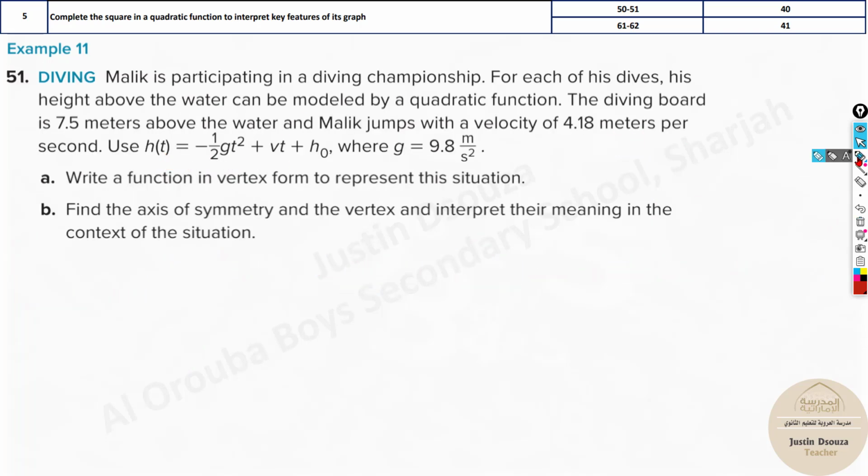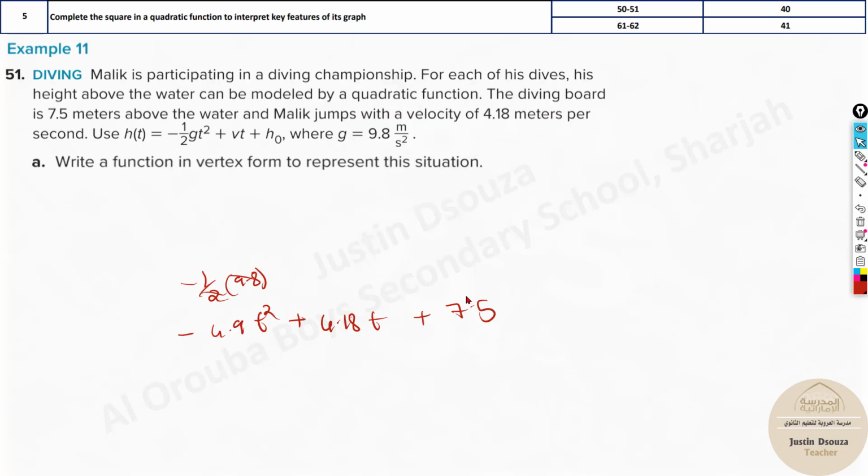Similarly, you can solve the other problems. All you need to do is substitution. See, look at this. Here, negative half. g is given as 9.8 in meters per second squared. So it will be 4.9. 4.9 over here. And then, what is there? It is minus 4.9 t squared plus, what is v over here? Velocity is given as 4.18 t plus, what is the initial height? 7.5. This is it. This is how you write the function. And then we have done the other things.